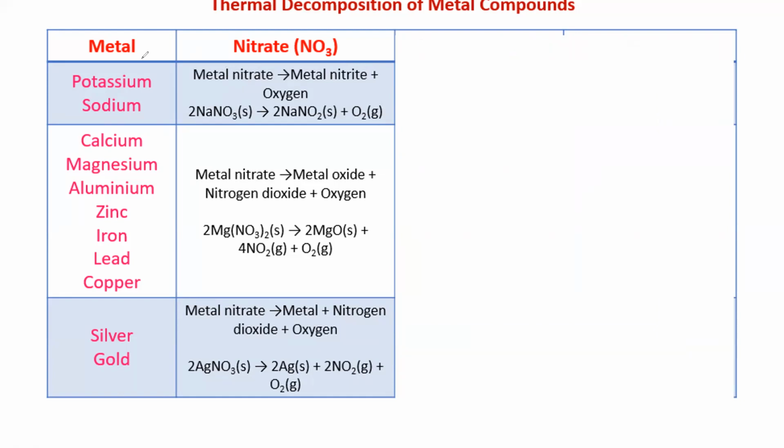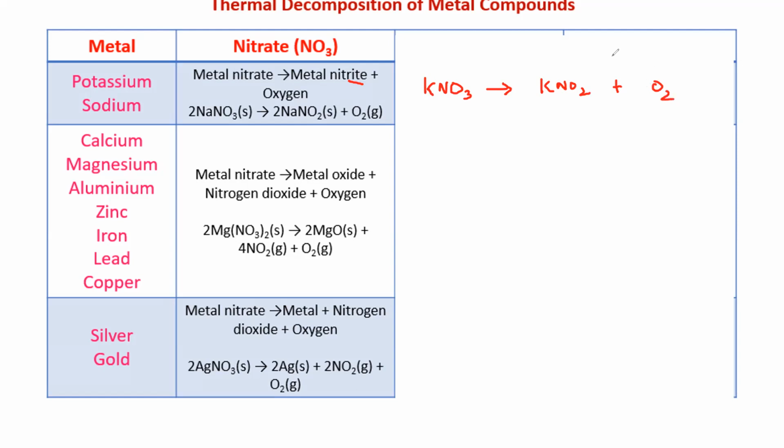If you have a metal nitrate such as potassium or sodium, on heating it will produce metal nitrite plus oxygen. So if we have potassium nitrate, for example KNO3, when we supply the heat energy, it will produce potassium nitrite. Nitrite means NO2. So it will produce KNO2 plus oxygen, which is O2.